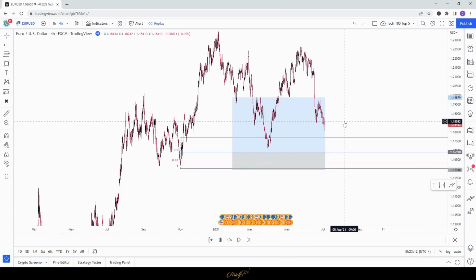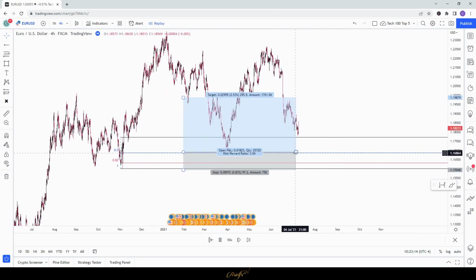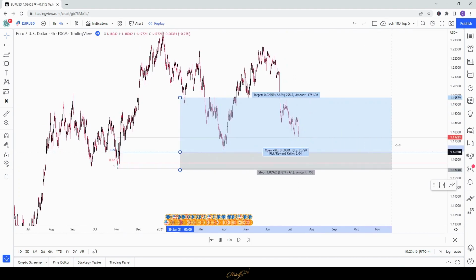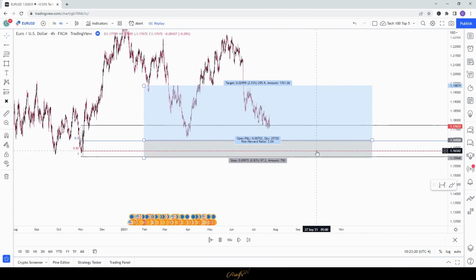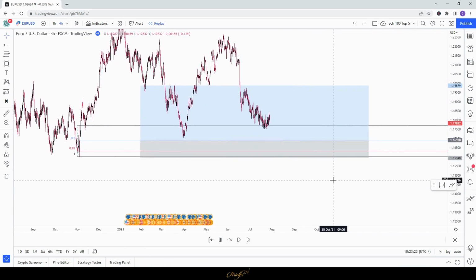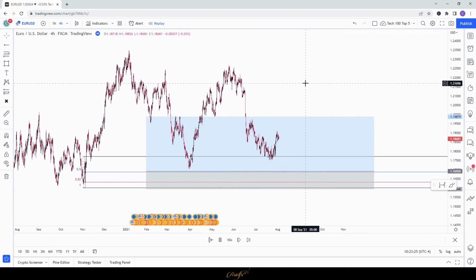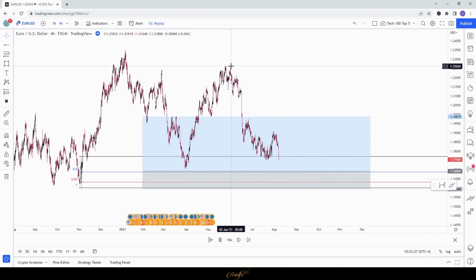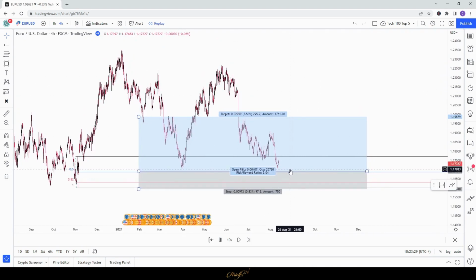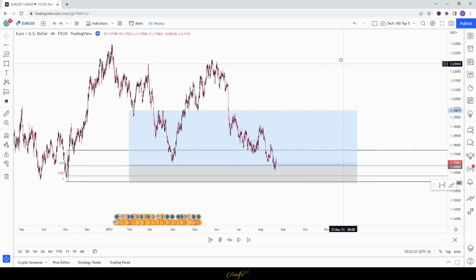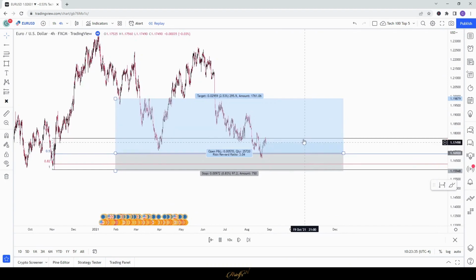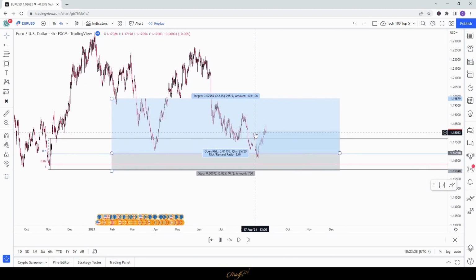Okay. Now I'm still interested in this region. I'm going to keep it up there. So we have failed to create a higher high. However, we haven't pulled back deep into this accumulation here. So let's see. We're pushing. I want to see a break of this high. There we go.